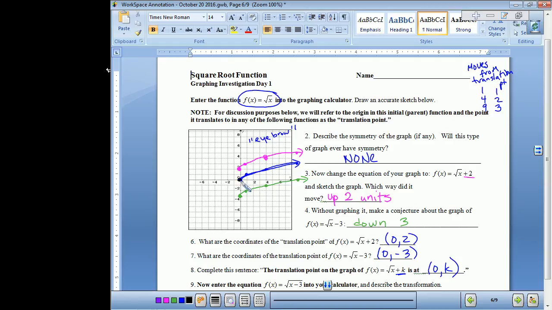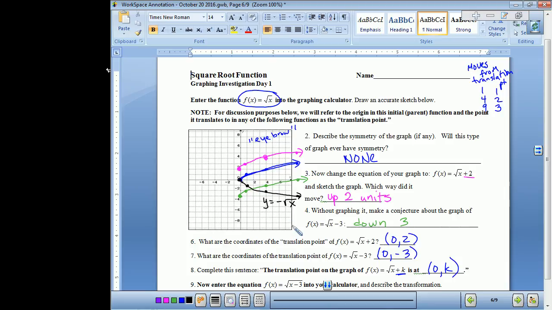So from this translation point, instead of going 1 up 1, we'd go 1 and down 1. Instead of right 4 and up 2, we'd go right 4 and down 2. Instead of over 9 and up 3, we would go down 3. So this is the function y equals the opposite of the square root of x. That is a reflection over the x-axis.